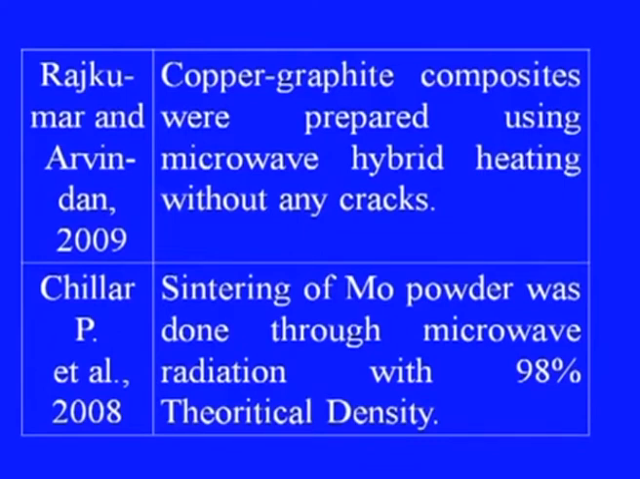Then another group, Rajkumar and Aravindan, in the year 2009 reported about copper graphite composites by heating in a hybrid mode, and they found there is no crack in the composites while doing so.